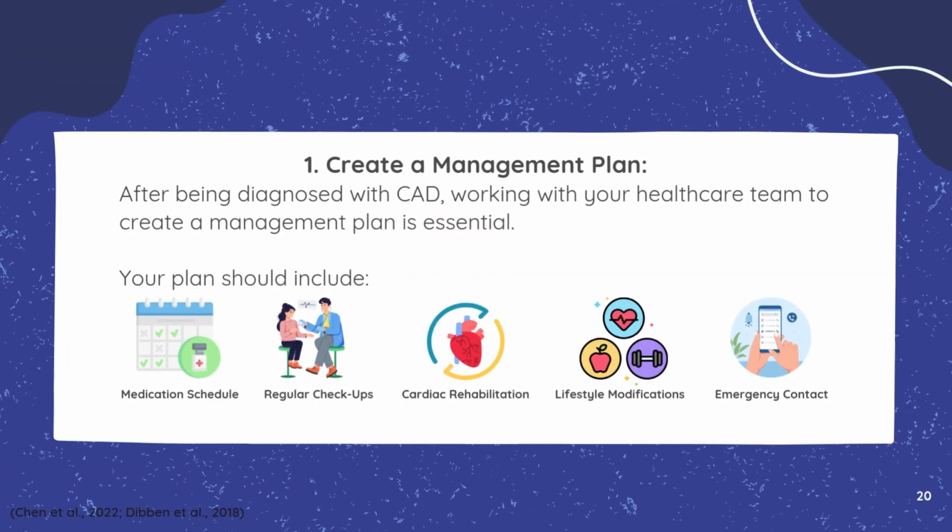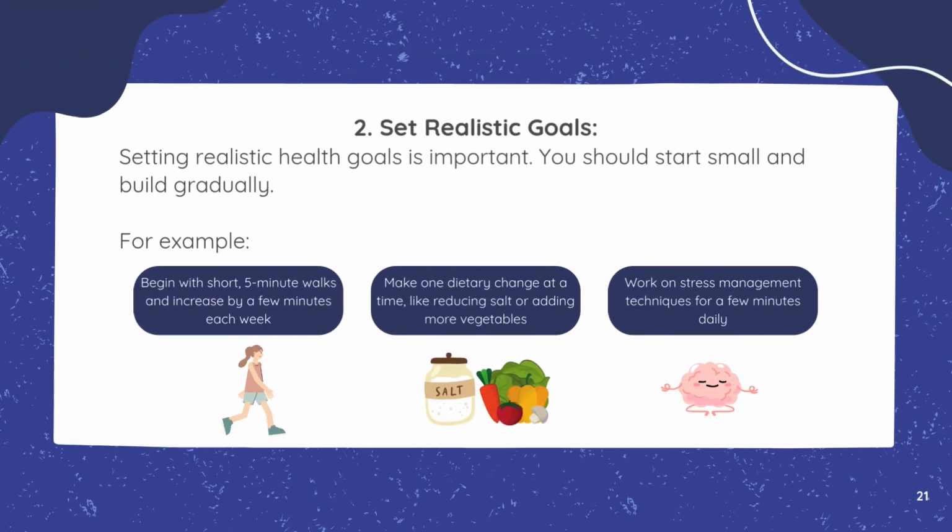After being diagnosed with CAD, working with your healthcare team to create a management plan is essential. Your plan should include a medication schedule, regular checkup appointments, cardiac rehabilitation if recommended, gradual lifestyle modifications, and emergency contact information. Setting realistic health goals is important. You should start small and build gradually. For example, begin with short 5-minute walks and increase it by a few minutes each week. Make one dietary change at a time, like reducing salt or adding more vegetables. Work on stress management techniques for a few minutes daily.